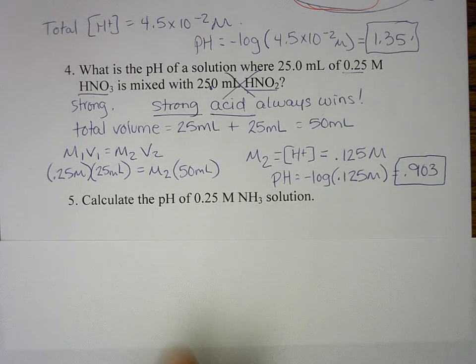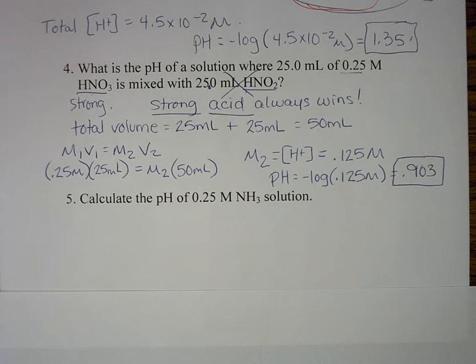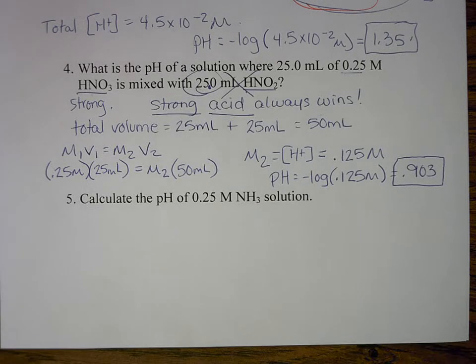Questions on that one? If you see one that's strong and one that's weak, then you forget about the weak one, except you use the volume of it to figure out the new concentration of the strong acid with the new volume.